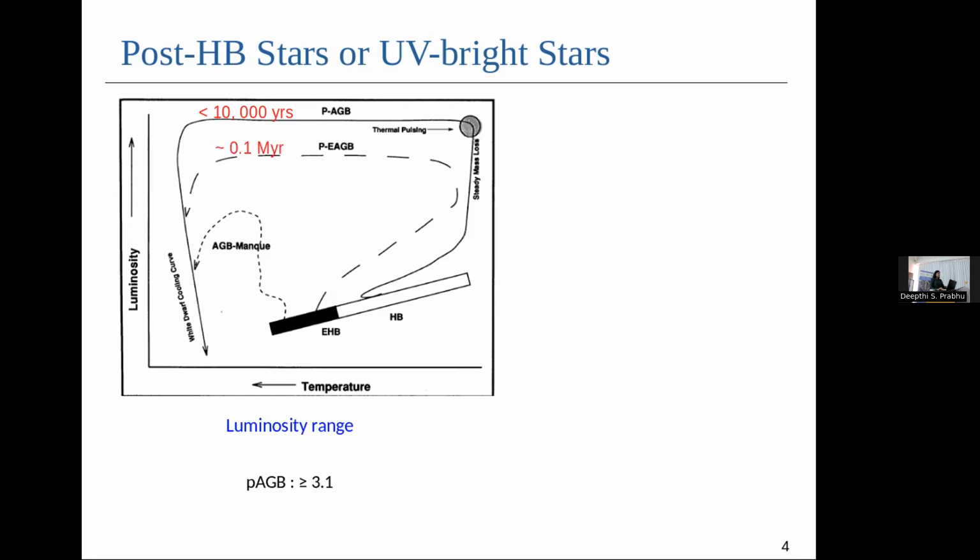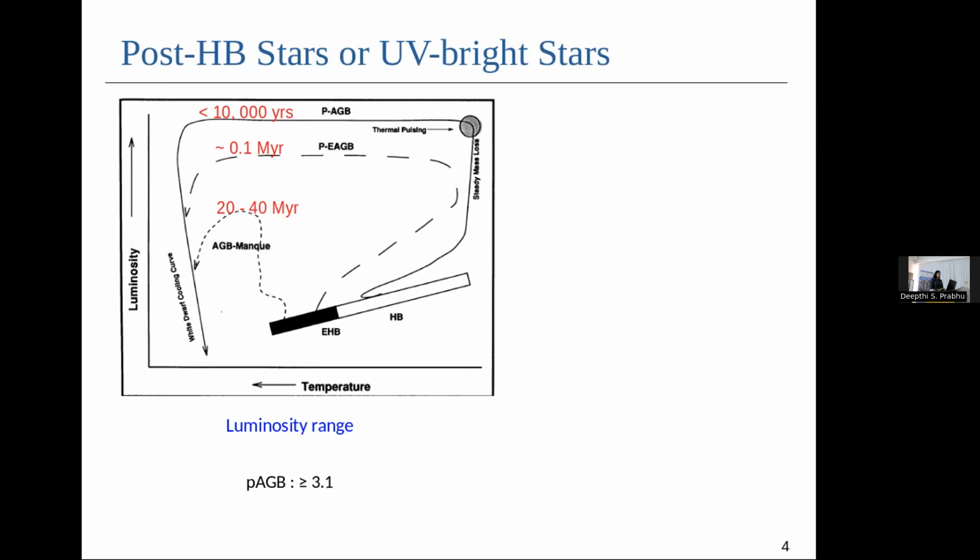Their luminosity range in the log scale is more than 3.1. The stars with intermediate and low envelope masses evolve with slightly lower luminosity as post-early-AGB stars, with slightly longer evolutionary timescales. They do not undergo the thermal pulsation phase on the AGB, and then they evolve to the stars in the hottest part, known as extreme horizontal branch stars, with temperatures of more than 30,000 Kelvin. These do not have enough envelope mass to even reach the AGB.